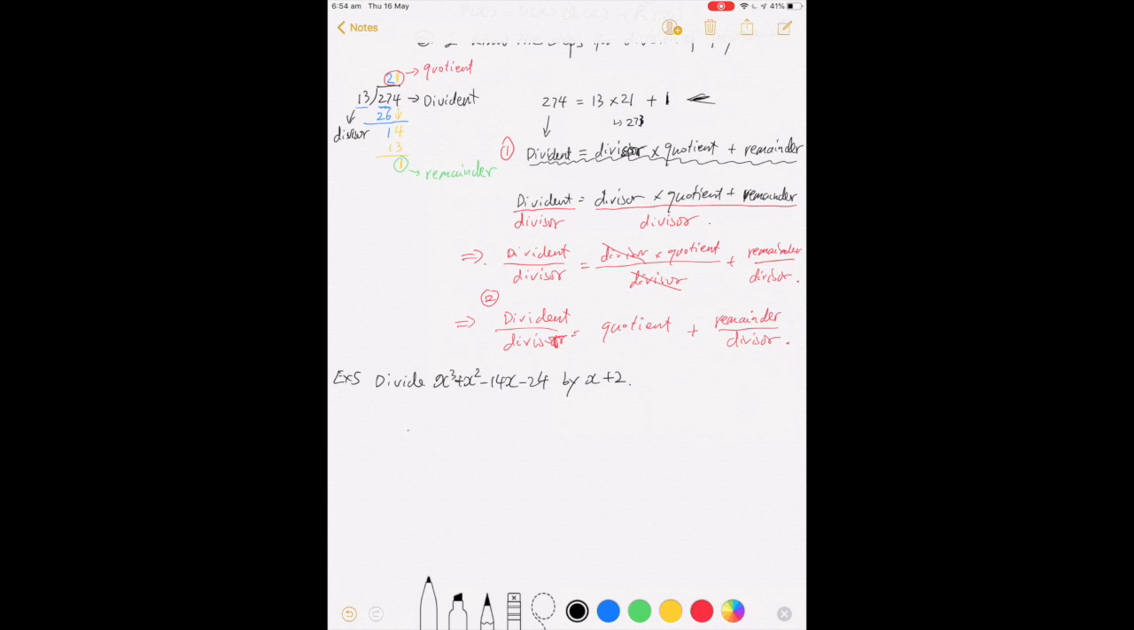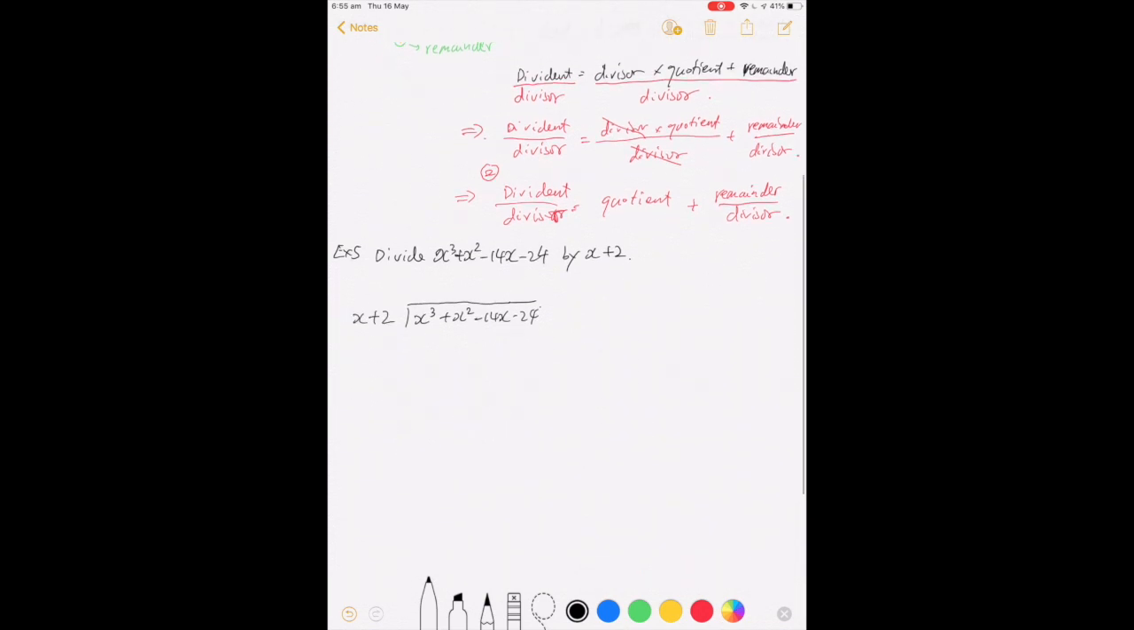So now we're going to write out the long division. My dividend is x cubed plus x squared minus 14x minus 24, divided by x plus 2. Alright, so that's my dividend. And that's my divisor.